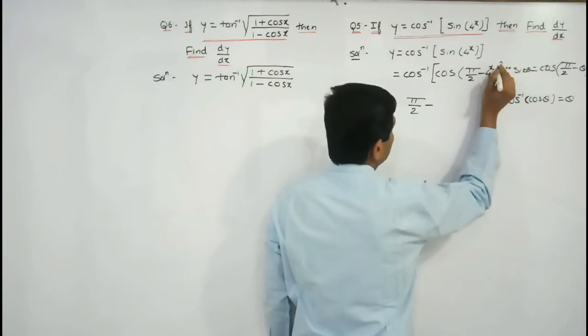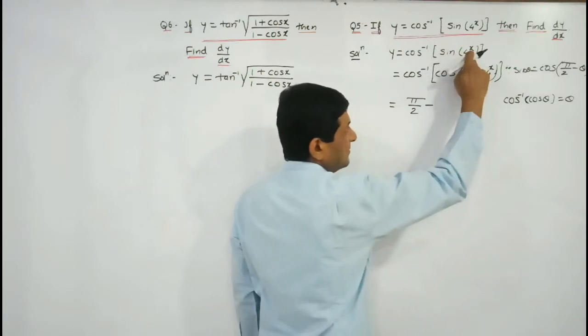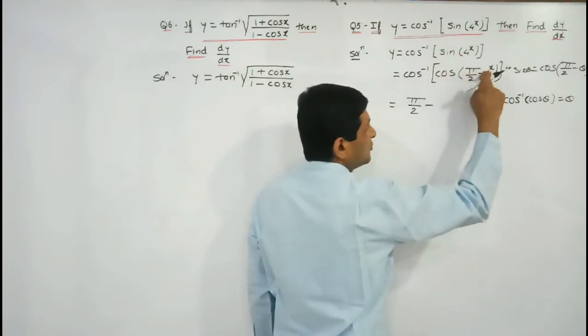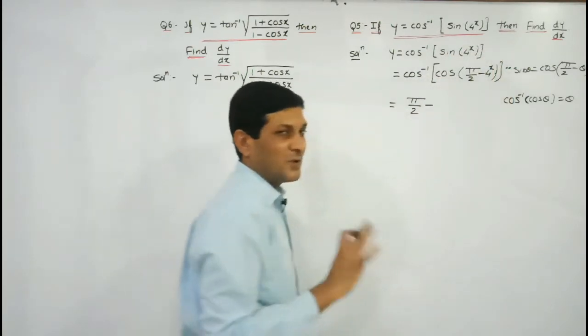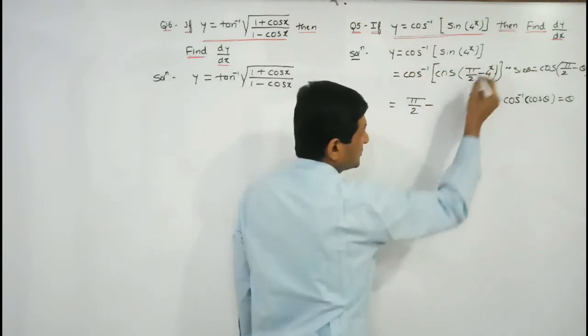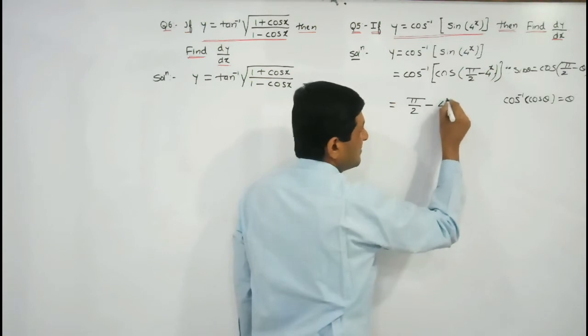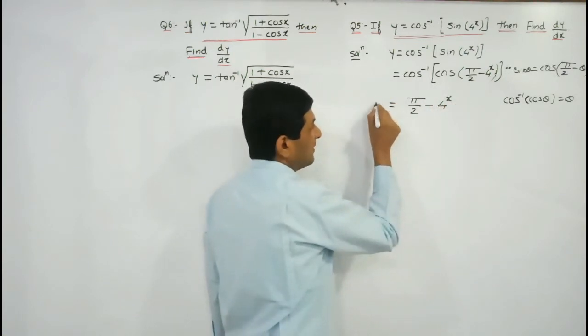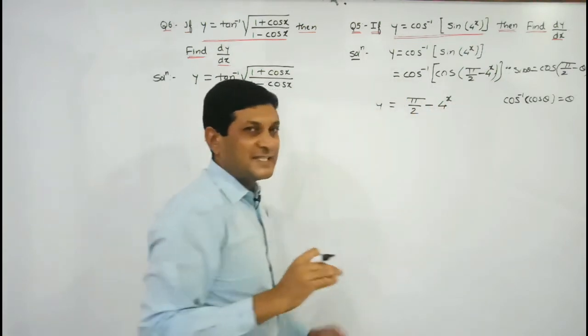Try to understand here. So this will be sin theta, which can be replaced by cos pi by 2 minus theta. Theta is nothing but 4 raised to power x. After eliminating cos and cos inverse according to this property, the remaining term is pi by 2 minus 4 raised to power x. Now the value of y is in the simplest form.